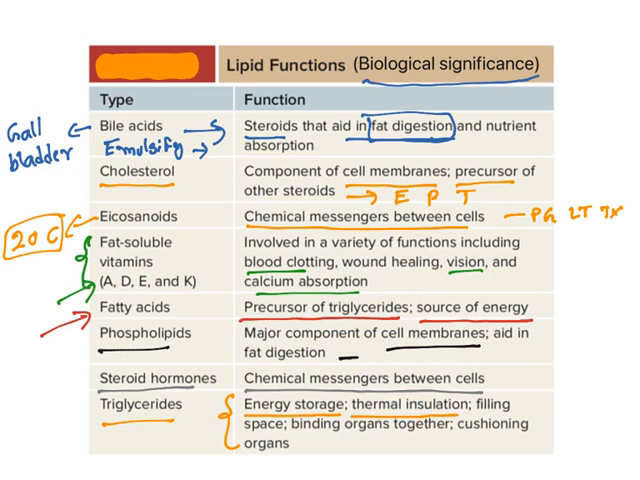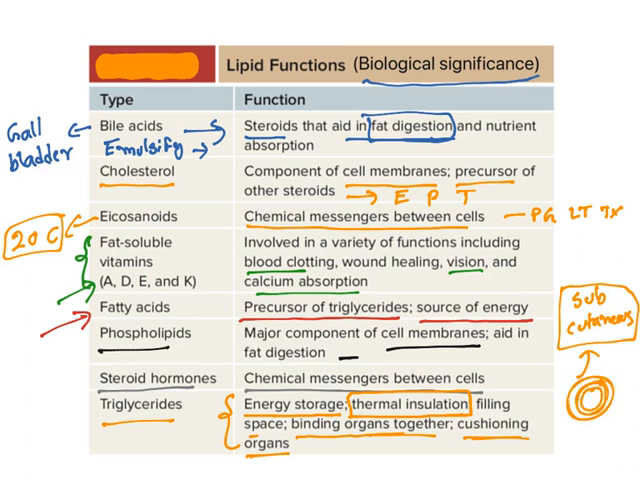They cause thermal insulation. Most animals have subcutaneous fat. Subcutaneous means under the skin. We all have a certain amount of fat under the skin, and that gives us a kind of thermal insulation. Temperature control can be achieved with the help of subcutaneous fat. They fill the space and bind the organs together, and they cause padding or cushioning of organs. The internal organs are surrounded with a kind of fatty layer which causes cushioning to that particular organ. So all these are biological significance or functions of lipids.